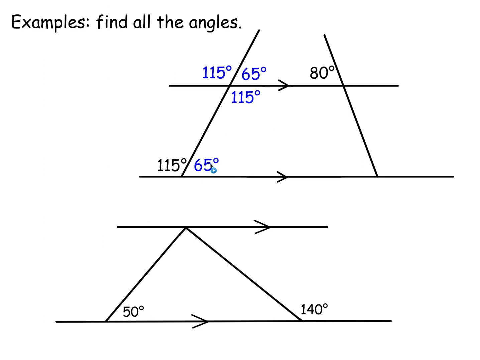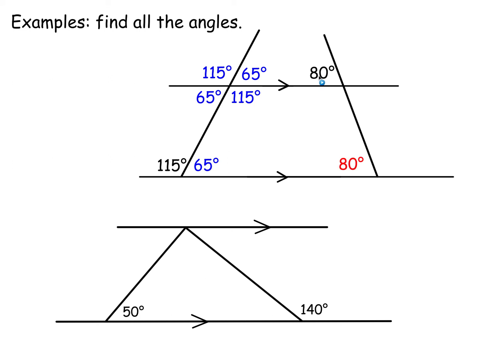That's corresponding to that 65, and that's alternate to that 65. But you've got vertically opposites, you've got straight lines making 180, you've got inside bits of F shapes, the allied angles. So there's different ways to work out these angles.